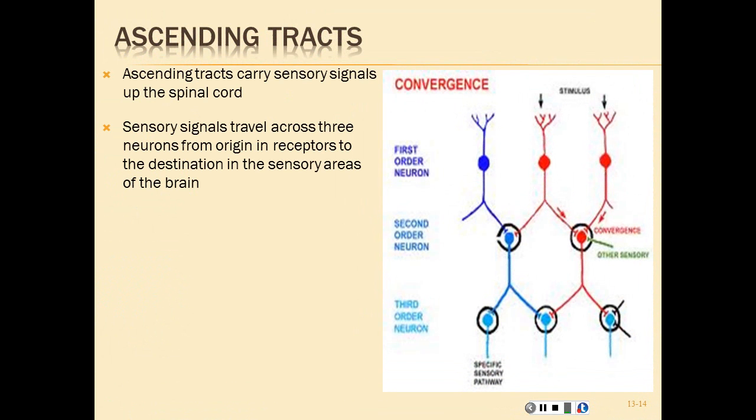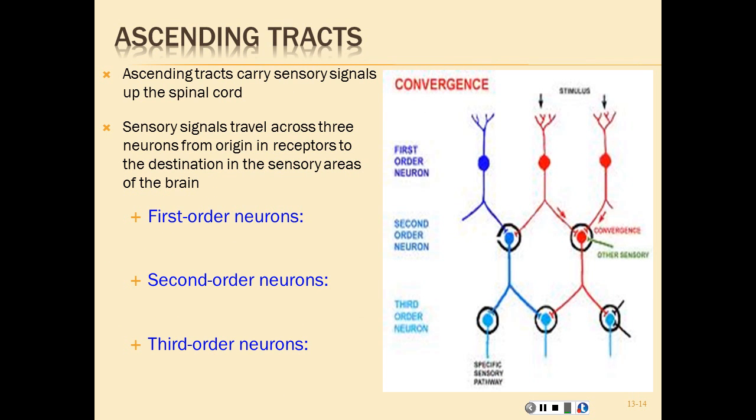Now in the ascending tracts, sensory signals typically travel across three neurons from origin in receptors to destination in sensory areas of the brain. We have the first order, second order, and third order. A first order neuron detects the stimulus and transmits signals to the spinal cord. Those first neurons are the ones that go, say, from the extremities or from a particular organ, straight to the spinal cord. So say this is the stimulus here, and this would be the spinal cord. This would be your first neuron.